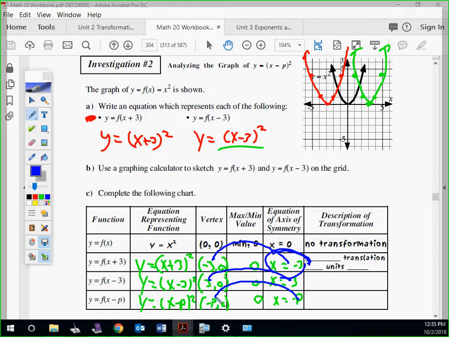This one I'll just put HZ for horizontal. So horizontal translation, 3 units left. This one was horizontal translation, 3 units right. And this one's horizontal translation, p units. And then you can maybe put opposite here if you want, like opposite of what you see for p.